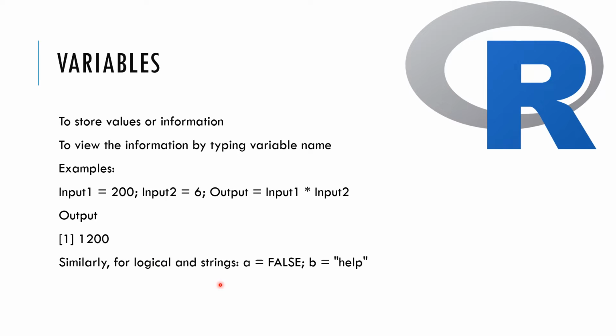Similarly, for logical and strings, we can store values. False is a logical value. It could be true also. So A is a variable which stores a logical value, which is false, and for B, again for strings, we can store a value in a variable like this. So you can try these examples in your R.